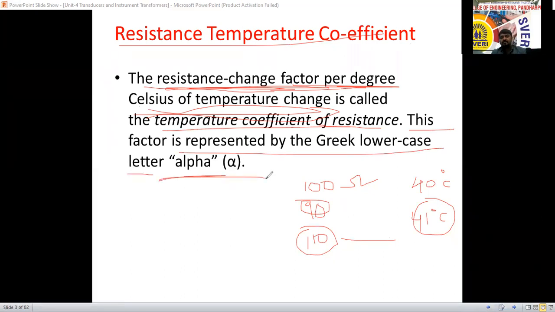Is the definition clear? When the temperature changes by 1 degree Celsius, is the resistance changing or not? Whatever it may be, increase or decrease, it has to change. We have to check that. Is it clear?